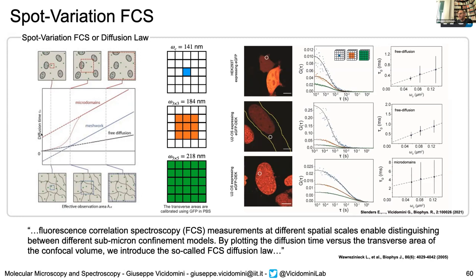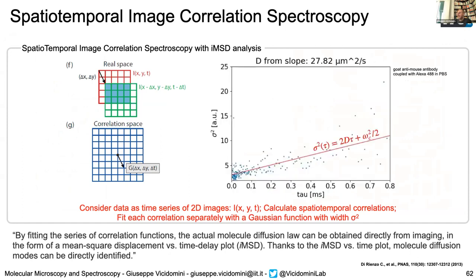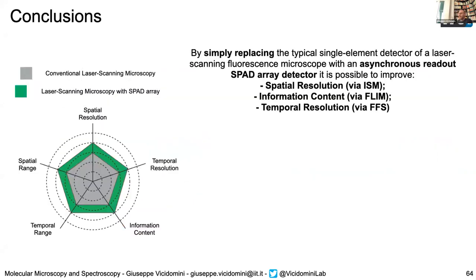So I think that I finished, because I don't want to go too long. What I want to say is, what is next? Clearly, what we are doing is combining fluorescence lifetime with fluorescence fluctuation spectroscopy, because now we have all the architecture available to do that. And let me conclude my talk by giving a sort of vision for this kind of project.